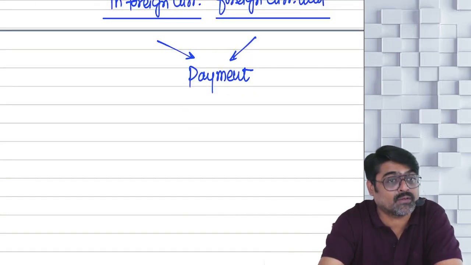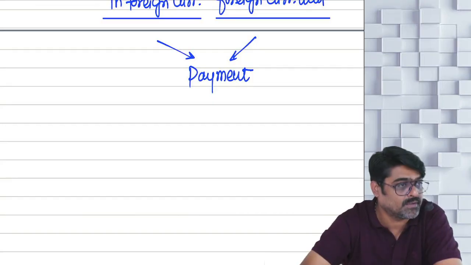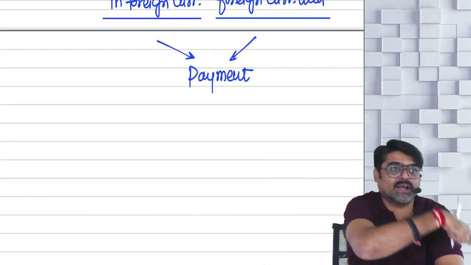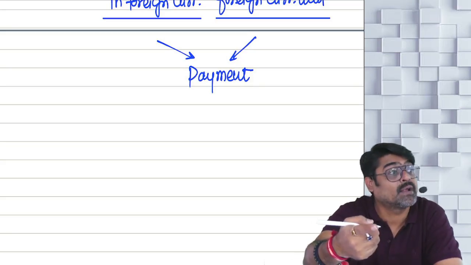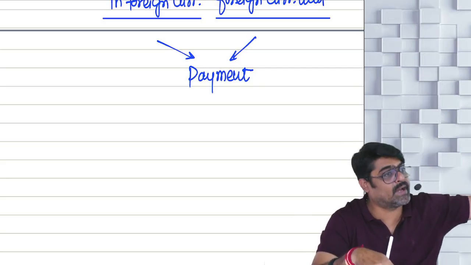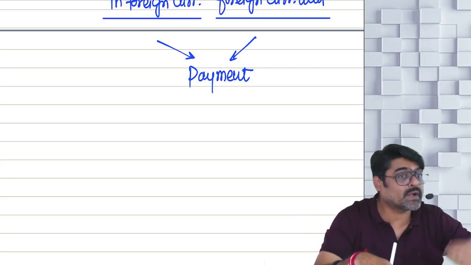payment for that asset which you have purchased in foreign currency, or payment for that loan which you have taken to purchase the asset, yes or no? The loan was taken in foreign currency because you want to buy the asset from outside India in foreign currency. So you have taken a foreign currency loan.